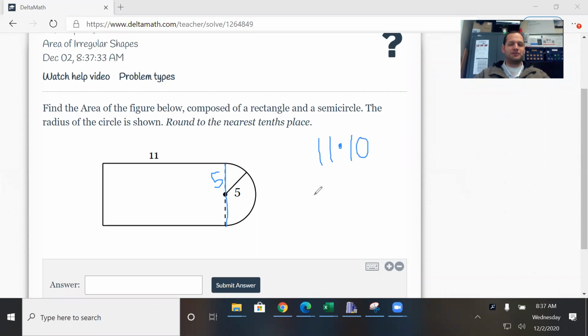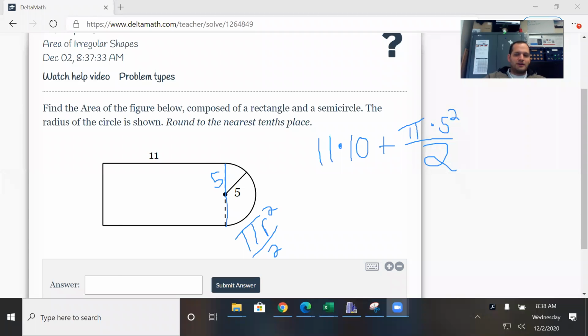Then we also have a half circle. Well, we know that the formula to find the area of a circle is pi r squared. So if we have a half circle, what would we do with it when we're done? Well, we could just divide by 2. Okay. So let's see here. We've got that plus pi. Our radius is 5, so 5 squared, all divided by 2. Okay. Let's plug that one into a calculator.